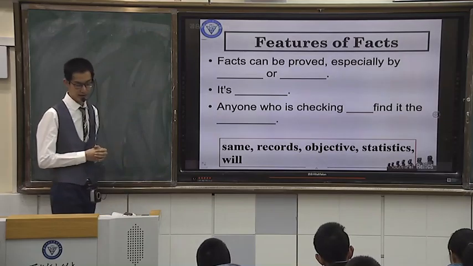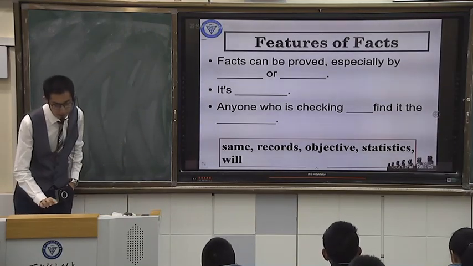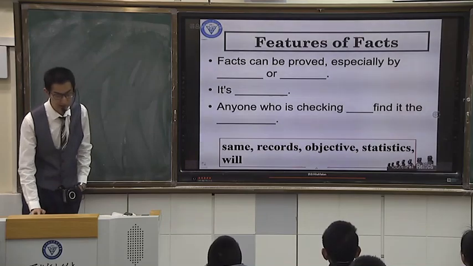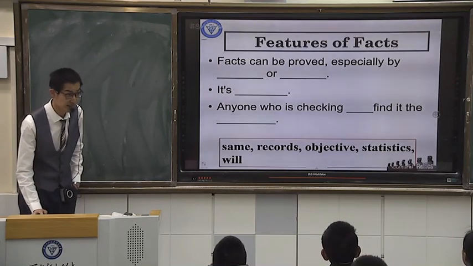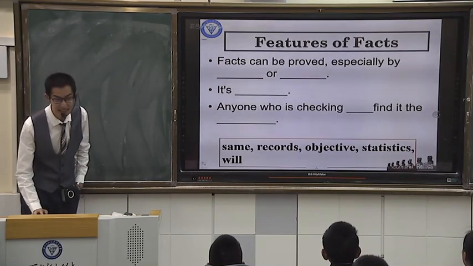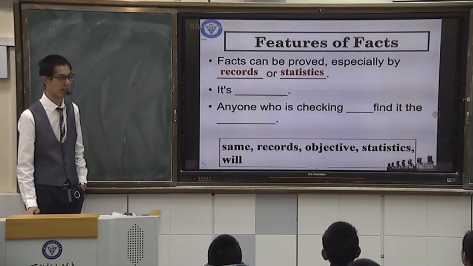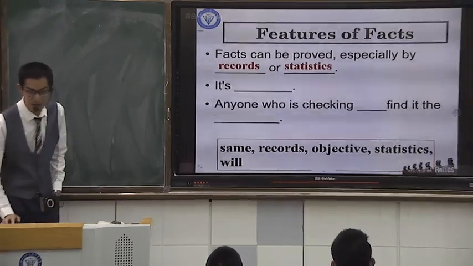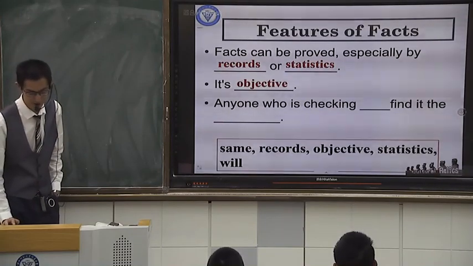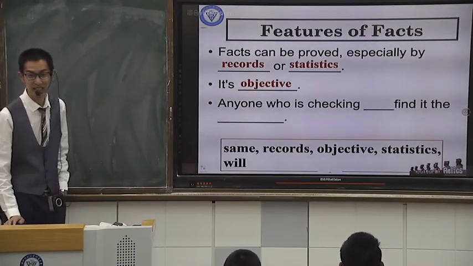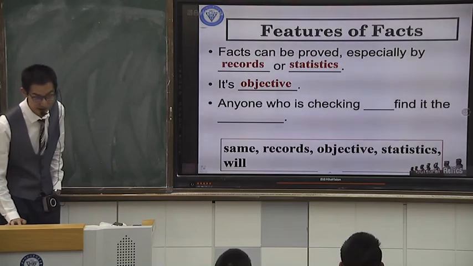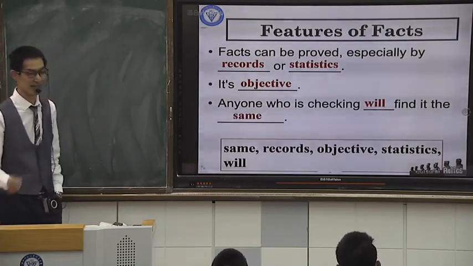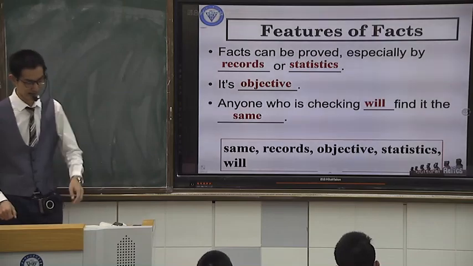Now let's do it together. The first feature of a fact. Facts can be proved, especially by what? Records and experiments. Okay? It is objective. What does it mean by objective? Good. Anyone who is checking, yes, will find it the same. Okay, yeah. Now let's take down these features. Take that.